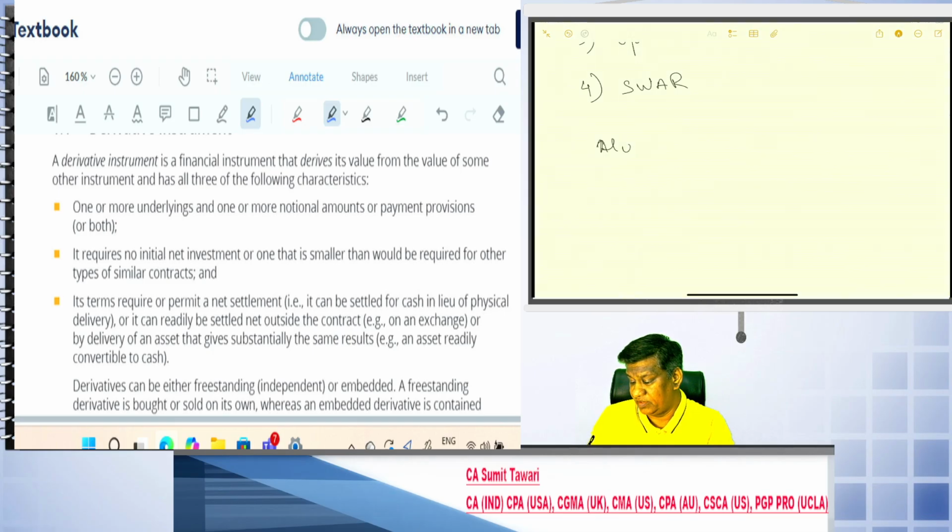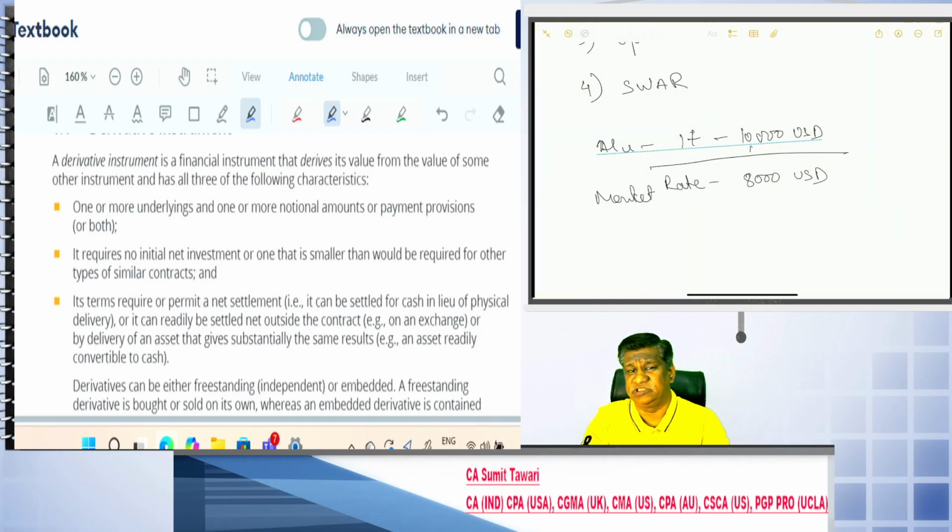Say they enter into a forward contract to buy or sell 1 ton at 10,000 US dollars per ton. Now after 1 month, the market rate is 8,000 US dollars. The person who is selling would be happy because he is getting 10,000, which is more than the market price at that period. So the seller is happy.